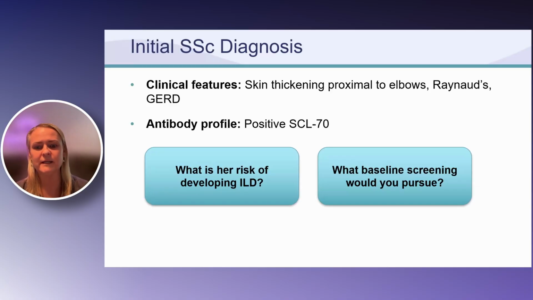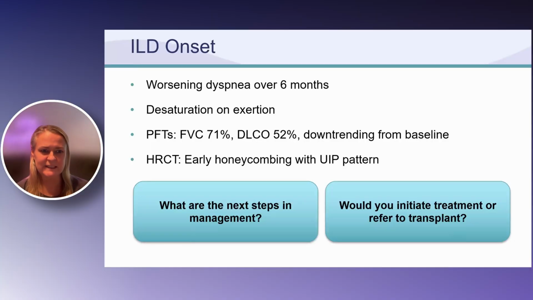And then what baseline screening would you pursue? So for her, definitely be PFTs if she has not had any. And then if we on exam hear some things that sound a little bit more like crackles and stuff, we would definitely pursue an HRCT at that point, just so we have a good idea of what's happening in there. But next slide. So worsening dyspnea over 6 months, desaturation on exertion.